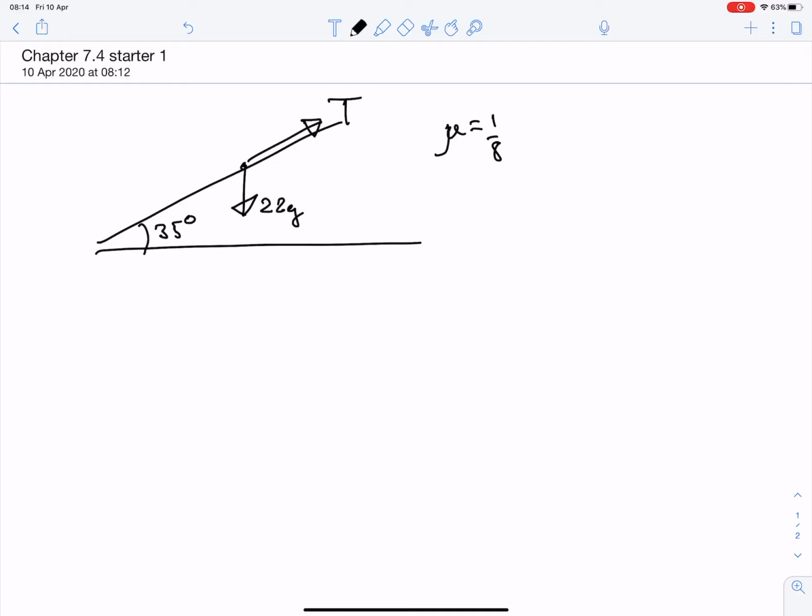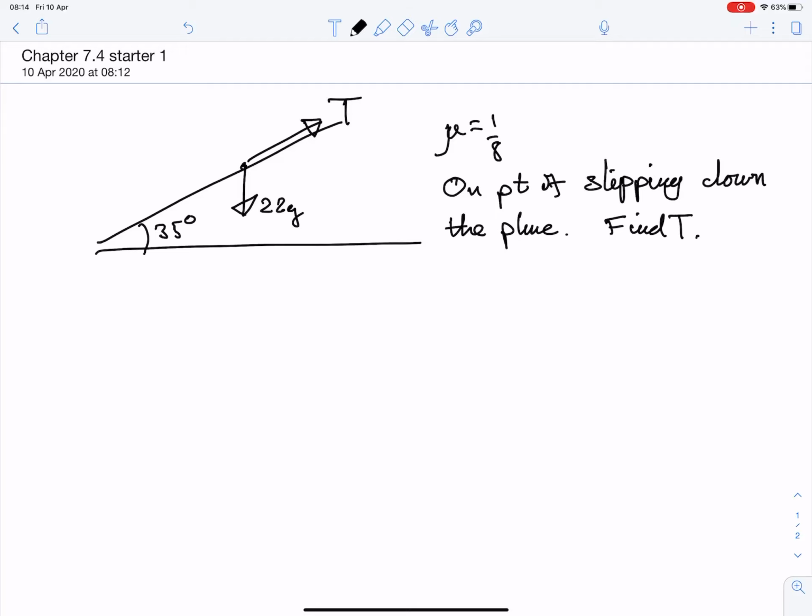There's the tension. It's on the point of slipping down the plane. Find T. So pause it there, put the forces on the diagram, have a go at the answer, and then check it with the rest of the clip. So I'm carrying on now.